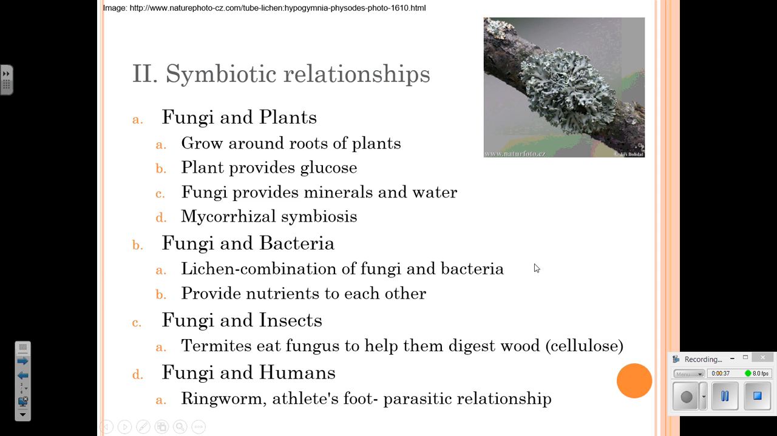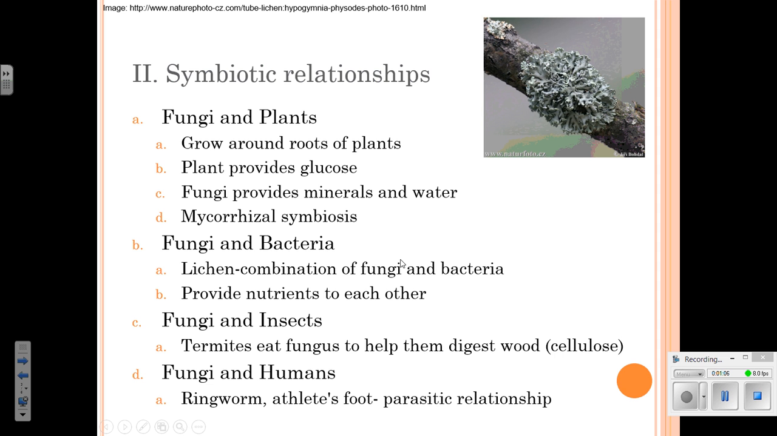So some symbiotic relationships can occur with fungi and other organisms. First example would be between fungi and plants. Fungi can grow around the roots of the plants, and this would definitely be a symbiotic relationship. The plant gives sugar or glucose to the fungus, and then that fungus is helping give minerals and water back to the plant. So it just kind of lives around the roots of it. This is called mycorrhizal symbiosis.